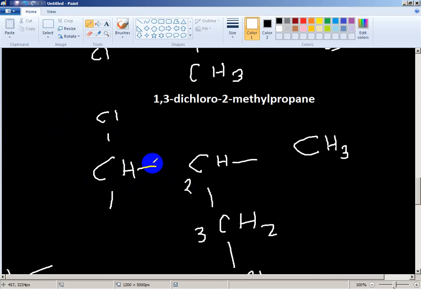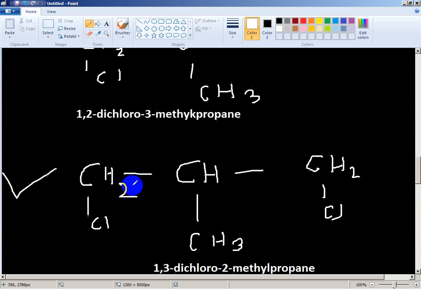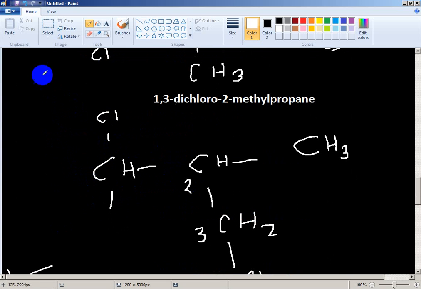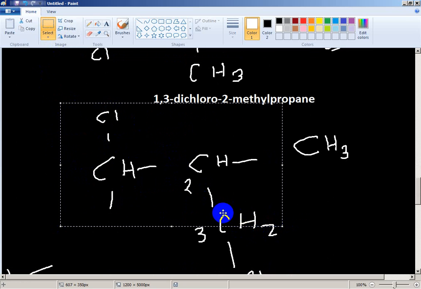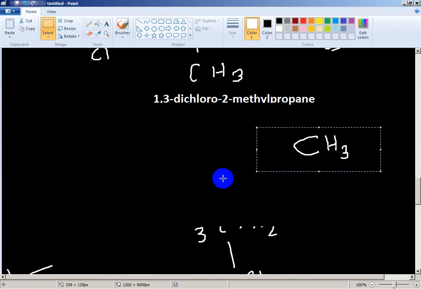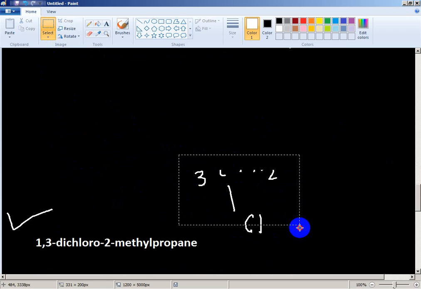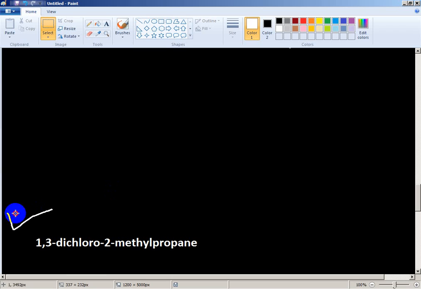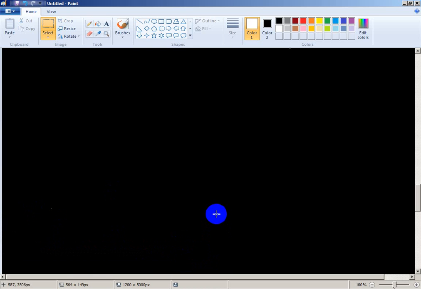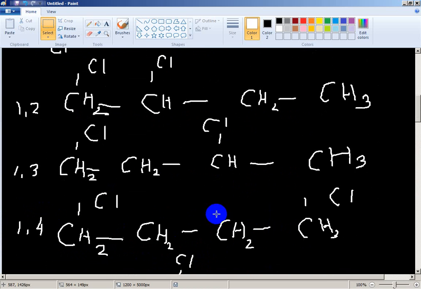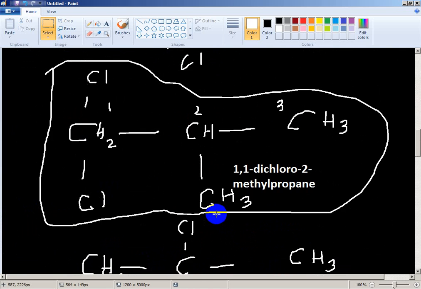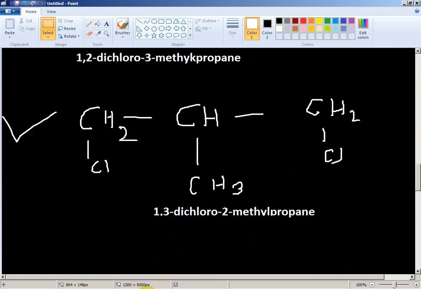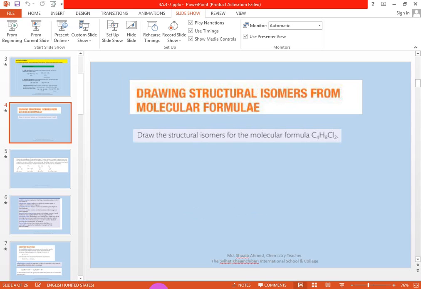So this is not isomer. Okay, this one and this one are same, so we will take one. This is not isomer. This is the same thing. We have already taken this. Okay. So there are 7 isomers for this compound. Have you understood? Draw a structure formula of C4H8Cl2. Okay, now next question topics.